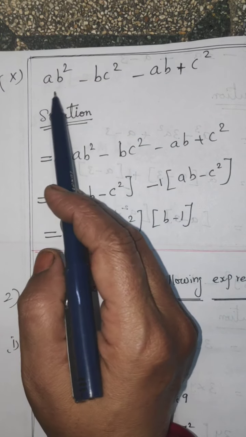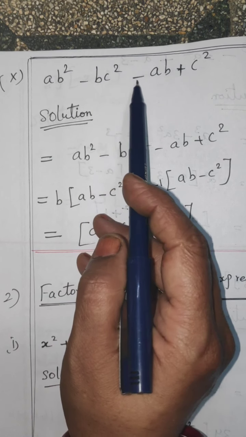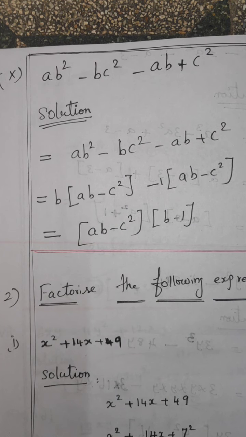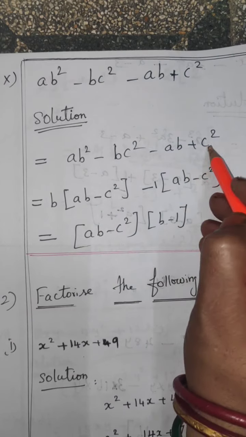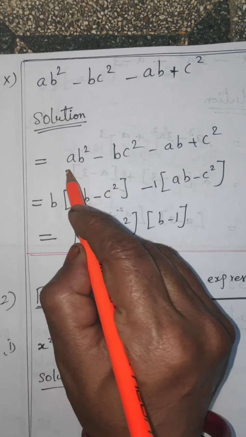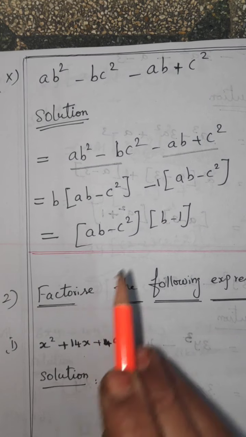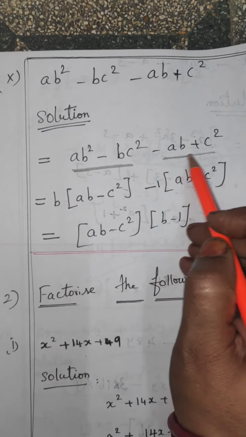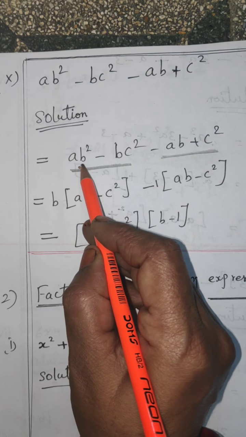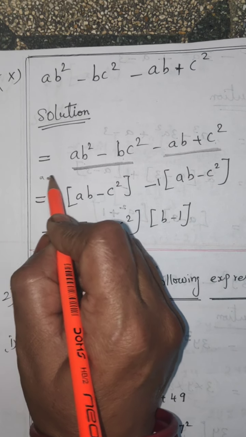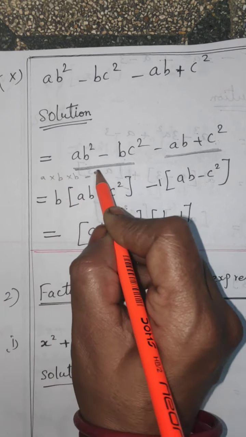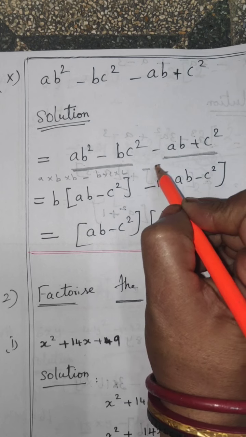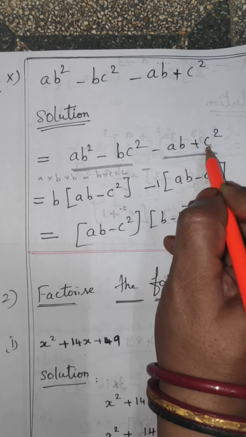Next question: ab squared minus bc squared minus ab plus c squared. Solution: ab squared minus bc squared minus ab plus c squared. How many terms? 4 terms. You select 2 terms first. This is the first step. 1, 2, 3, 4 terms. You select the first term, second term. Now here you see, here b squared, here b into c. How do we expand there? a into b into b, minus b into c, is the first step. Next symbol is what symbol? Minus. Any number also is not there, a, b, c are different there.